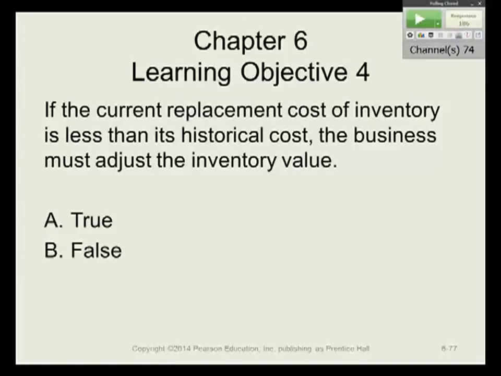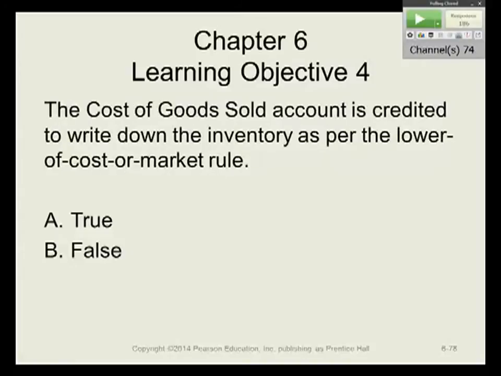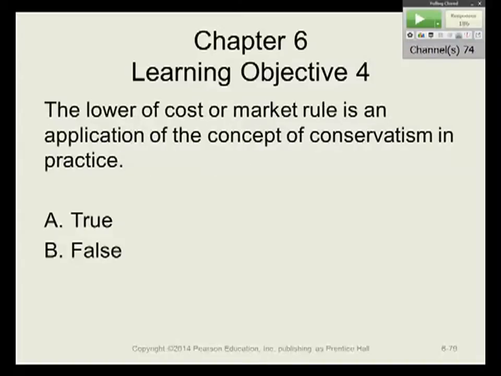In this case, I'll just answer these for you. You have to adjust when the replacement cost is less. Well, that's true. So it has to be written down. In the next one, the cost of goods sold is credited. Well, no, it's got to be debited. Right, you always debit the cost of goods sold for the loss. So that one is false. And the next one, is this conservatism? Yes. And that makes it true.